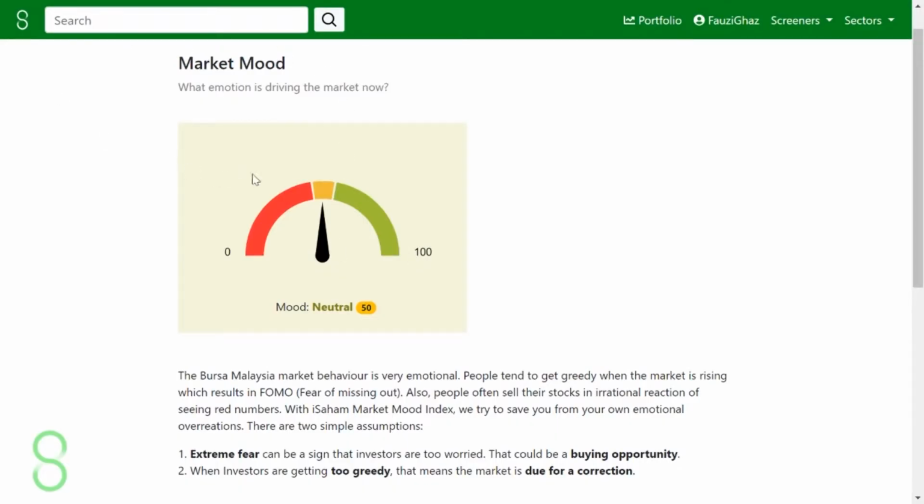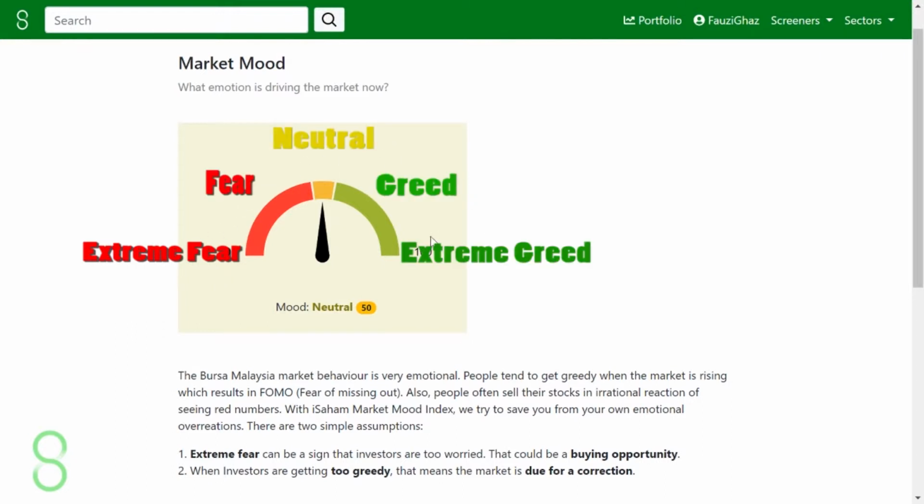Lastly, we have iSaham's market mood. As you can see right here, it's styled as a meter and it's quite appealing to the eye. Now, what you need to know about this meter is that there are 5 phases. First is extreme fear, then fear, neutral, greed, and extreme greed. I'll be explaining each one and what it represents within the market.